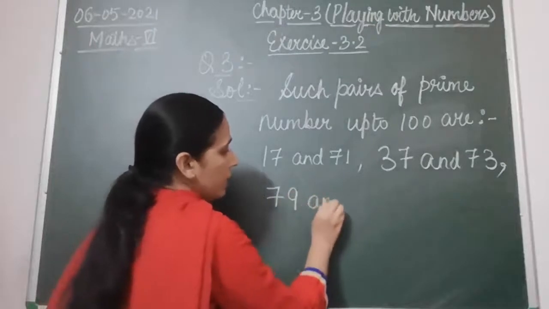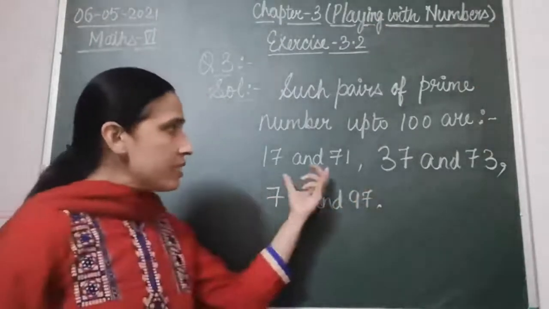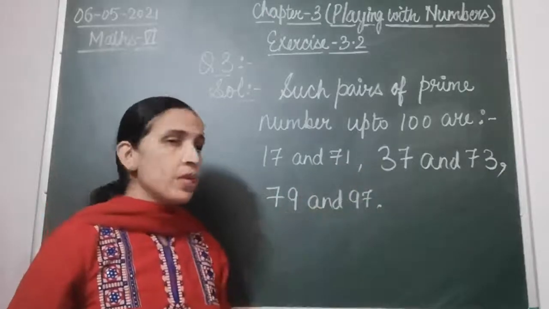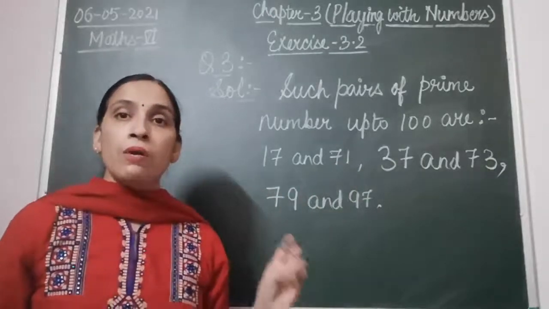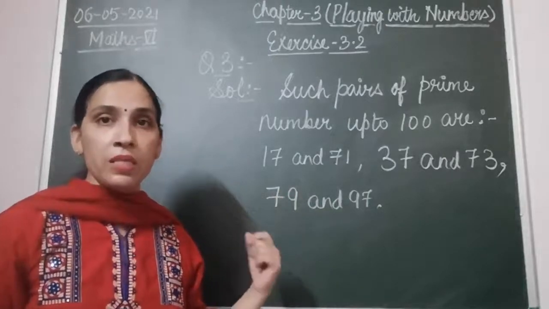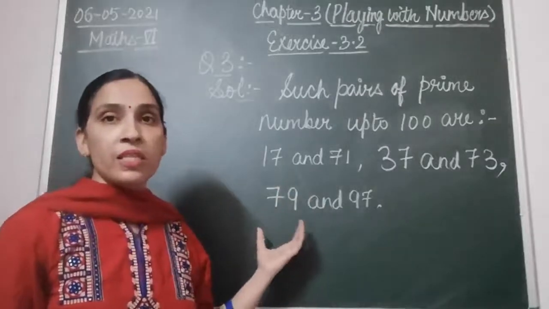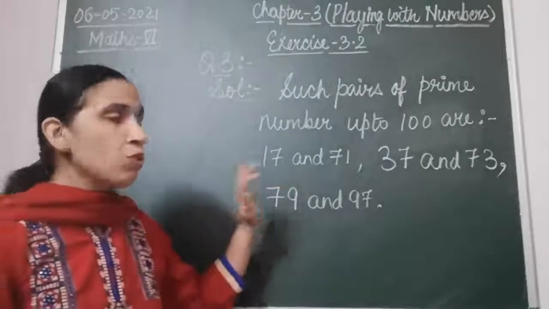79 and 97. So only these three pairs of numbers are there up to 100, where both of the numbers are prime numbers and they are formed with the same digits. So only these three pairs of numbers will be there up to 100.